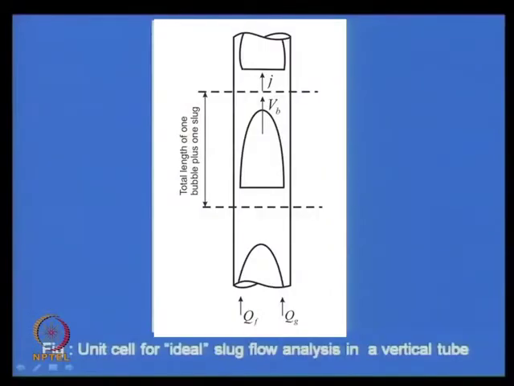In other words, we can assume that the contribution of the wall shear in the Taylor bubble region, where the liquid flows as a film, is negligible and can be neglected, and we can assume that the wall shear primarily arises in the liquid slug region, where the liquid slug flows as pure liquid upward. Do you agree with me? Or does anyone want me to repeat this particular part?